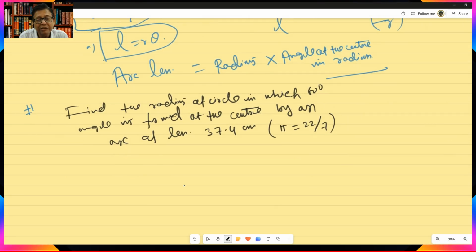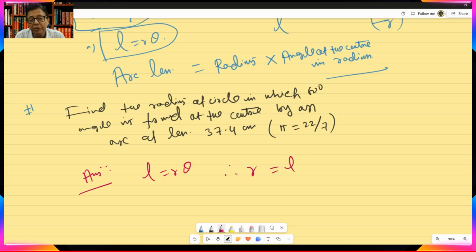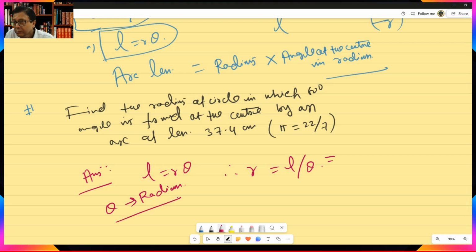So how to get the angle? You just use the relation L equal to r theta. L equal to r theta we have proved. So r equal to what? L by theta. Isn't it? This theta should be in radian. Never forget this, otherwise the relation is not valid. Before that you change this theta. See, 180 degrees is pi radian. So 60 degrees will be how much? Pi by 3 radian.